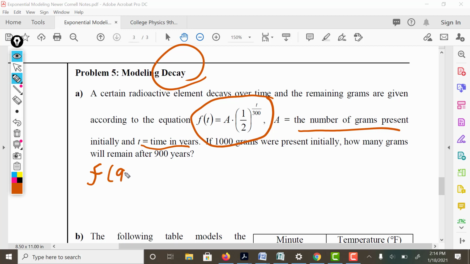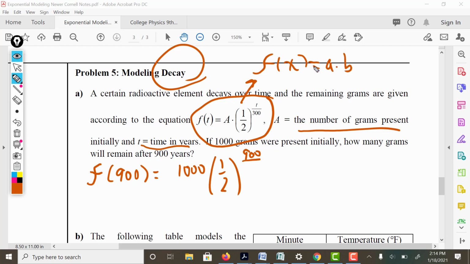So f of 900 is going to be the 1,000 grams times the 1/2. Notice that it's 1/2. This is going to be decay. We've said in the past that this is of the standard form, a times b to the x plus c. It's a more fancy model. Nevertheless, you'll notice that b value right here: we stated that if it's between 0 and 1, it's decay. So this is very much a decay model because of that value between 0 and 1.